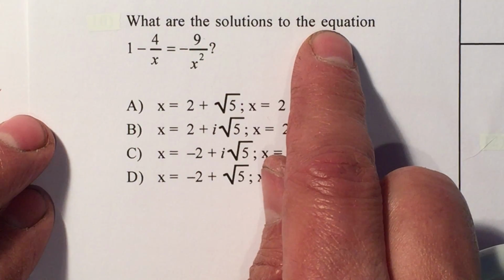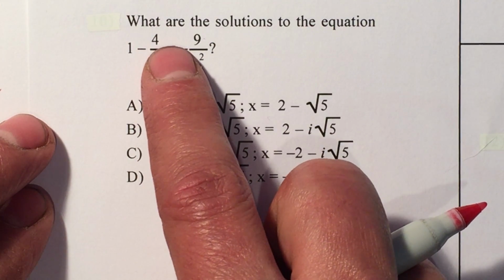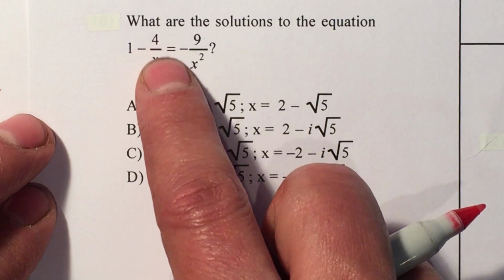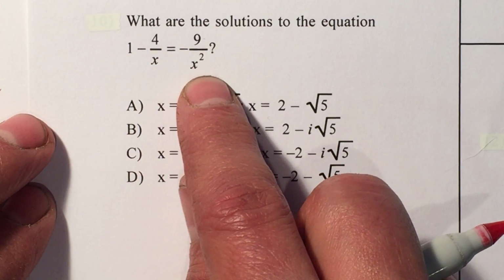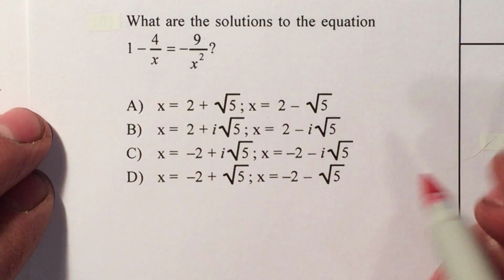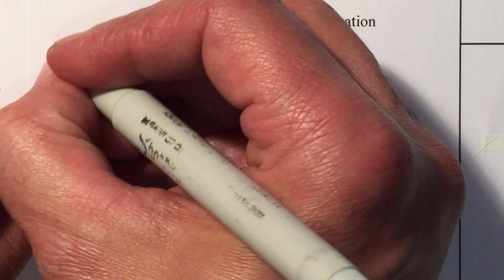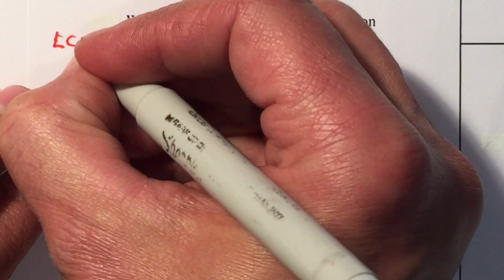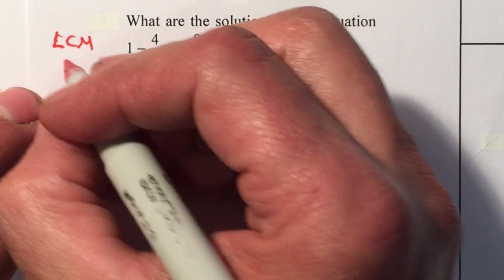What are the solutions to the equation? We have a rational equation, rational because we have fractions, ratios in there. Now, whenever we have a rational equation, the best thing to do is to multiply by the lowest common multiple to get rid of the denominators.